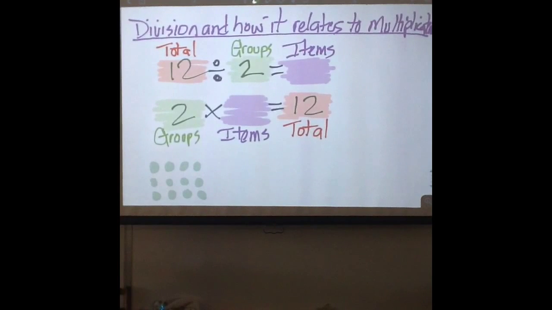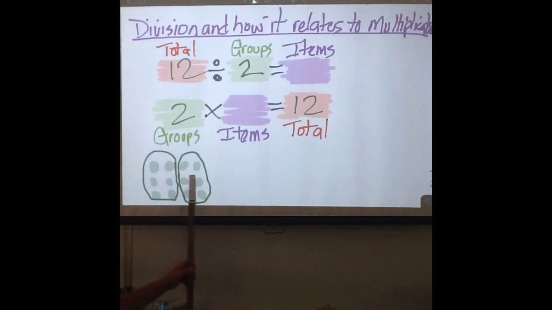Are you ready? So now I'm going to make two circles. Do you think you could see where I should make my circles? Here's one, right? Does that look good? And how about if I do this? How's that look? Do I have two groups now? Yeah. How many items do you think I have in each group?